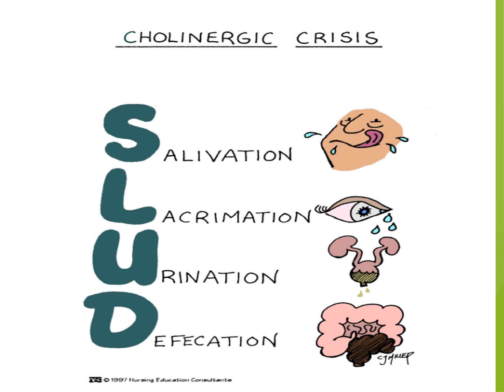Cholinergic crisis, remember SLUD, SLUD: salivation, lacrimation, urination, and heavy defecation. Okay, that's a cholinergic crisis. Again, a lot of their mucus, everything's coming out. So excess saliva, excess tearing, excessive urination, and of course, defecation.